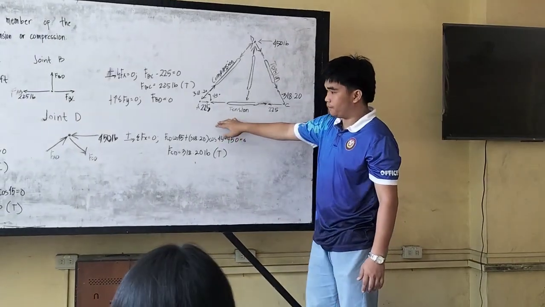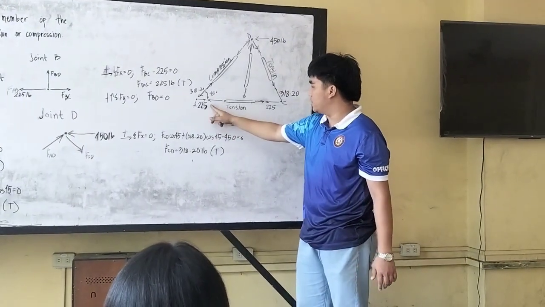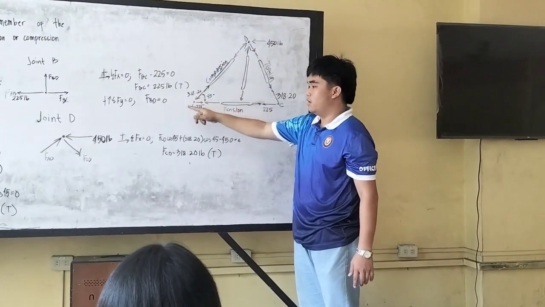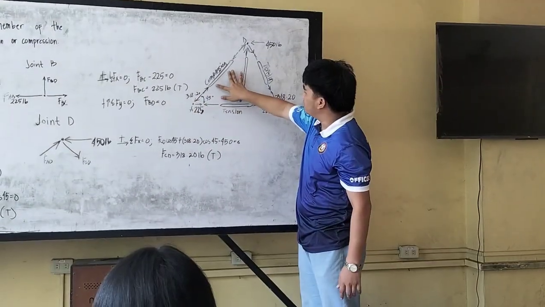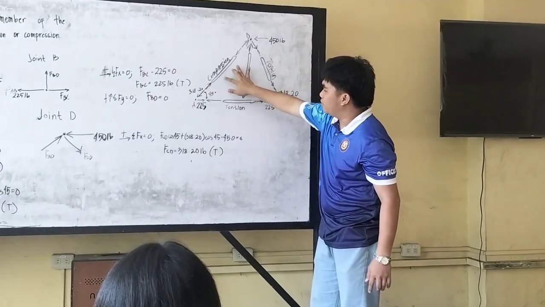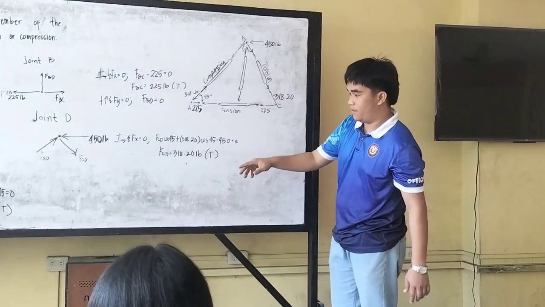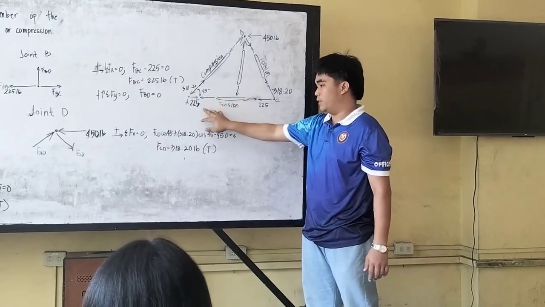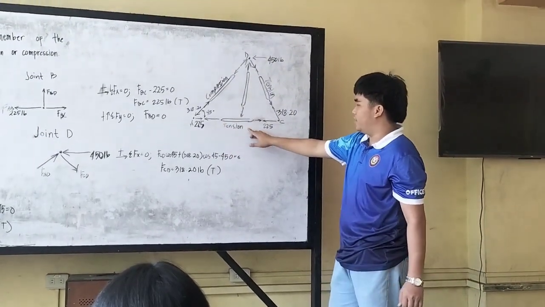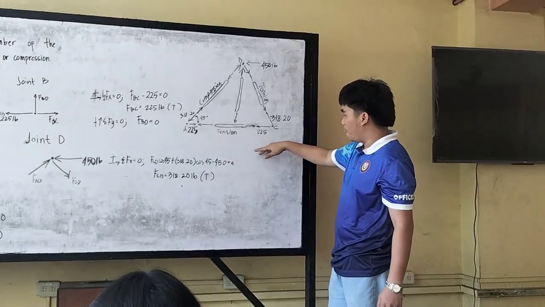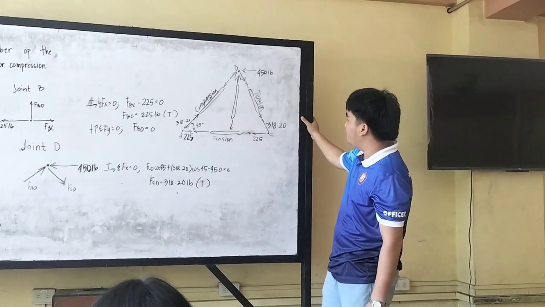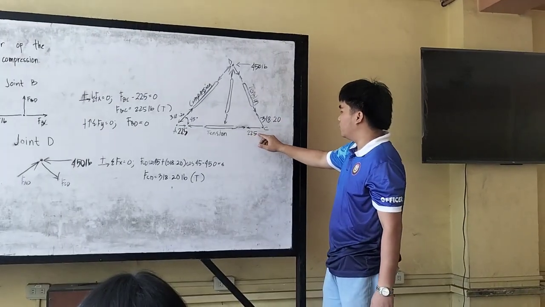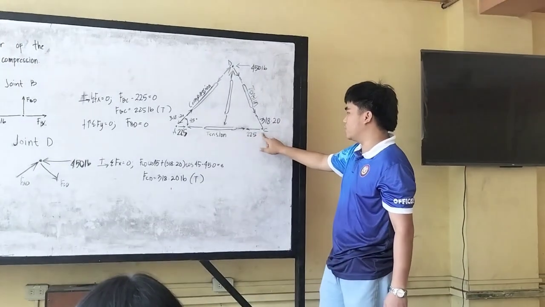So first we have the member ED. So we have 318.20 compression. So our diagram is compression here. Then next is FAB. So the result is 225 tension. So our diagram is tension. Then the FBC we have is 225 tension.